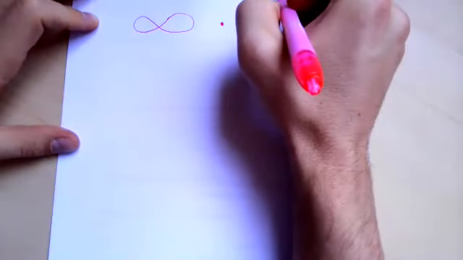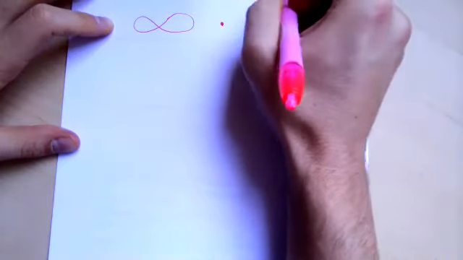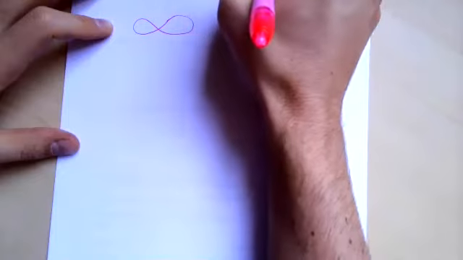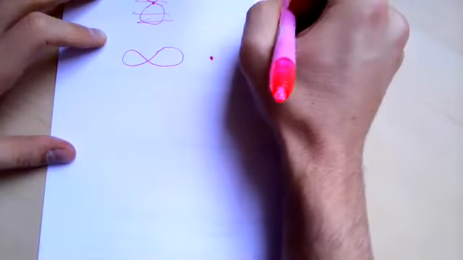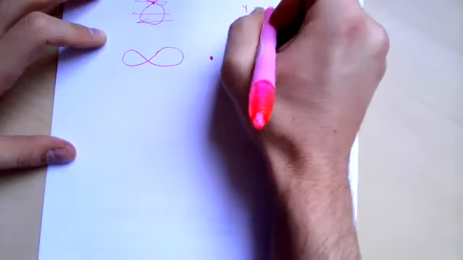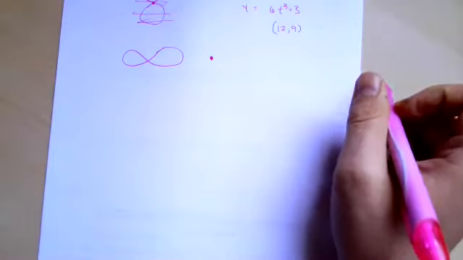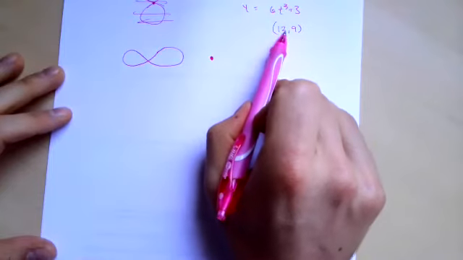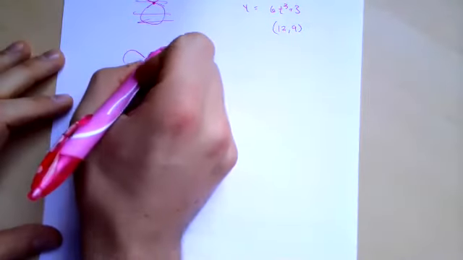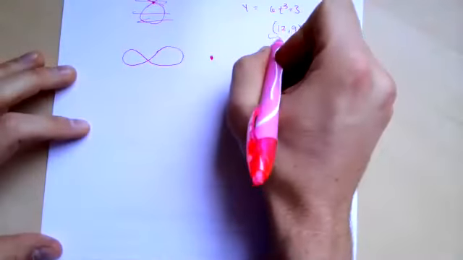That's given. What's your point that's given? 12, 9. 12, 9. And then what are your functions? So your x is 9t squared plus 3, and y is 6t cubed plus 3. T cubed. And there's only one t that I can see. Yeah, no, it looks like there's only one t that this curve passes through, but what it's asking for is the tangent lines to pass through this.